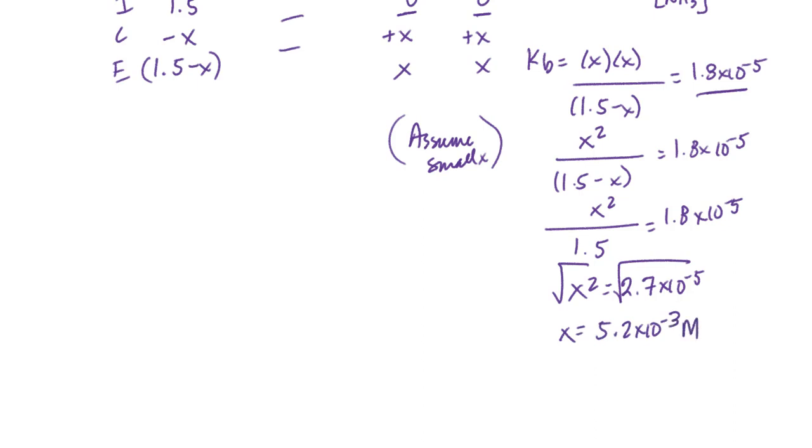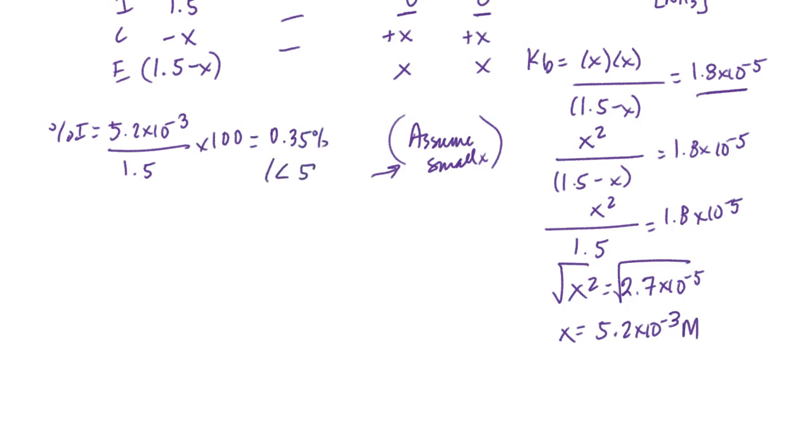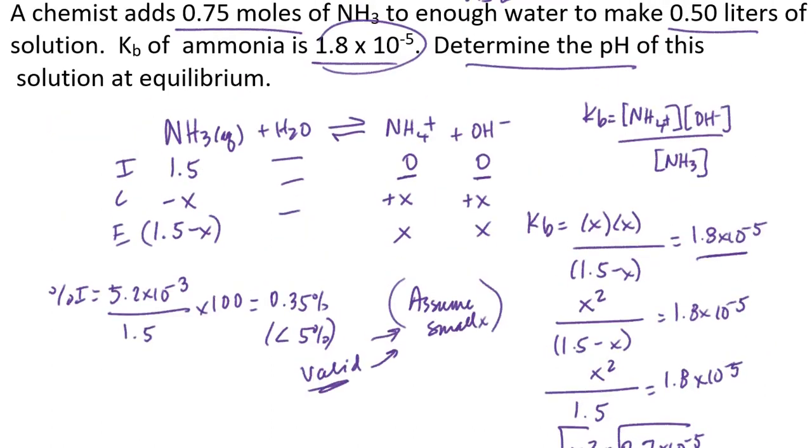I'm going to quickly check my percent ionization to make sure that this assumption is valid. I would take 5.2 times 10 to the negative third, and I'm going to divide that by 1.5, multiply by 100, and this time I get a percent ionization of 0.35%, which again is less than 5%, which is our limit to consider this assumption valid. And so this assumption is indeed valid, which means I can consider this to be the hydroxide ion concentration. But I was asked for the pH.